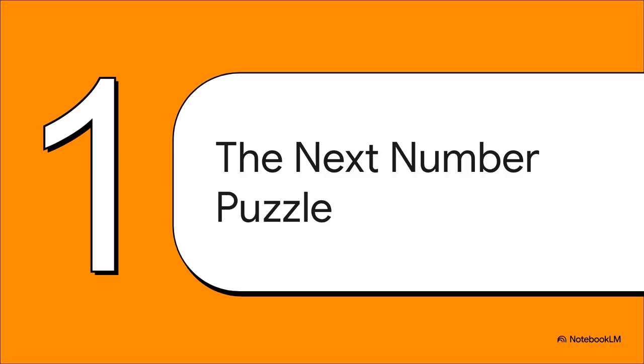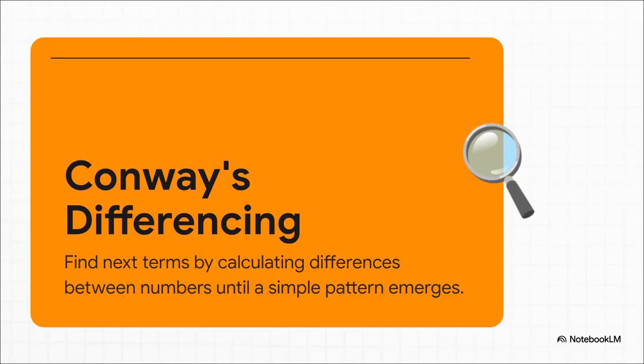So our challenge is set. How in the world do we tackle something like this without just guessing? Well, it turns out there's actually a system. The tool we're going to use is called Conway's differencing. Now, the name might sound a little formal, but the idea is just beautiful in its simplicity.